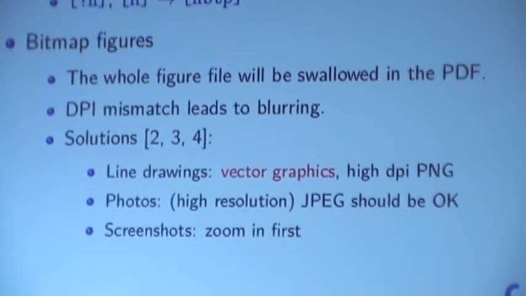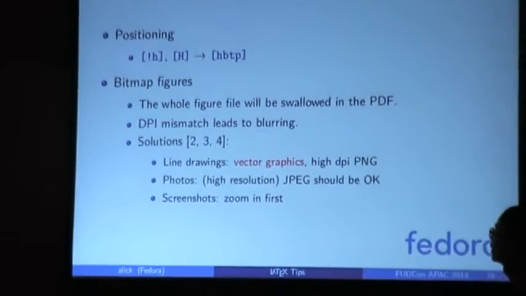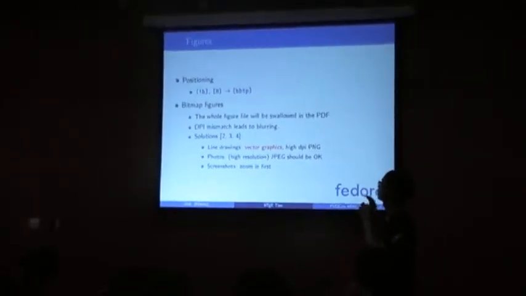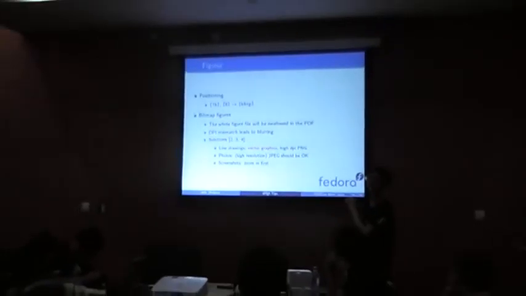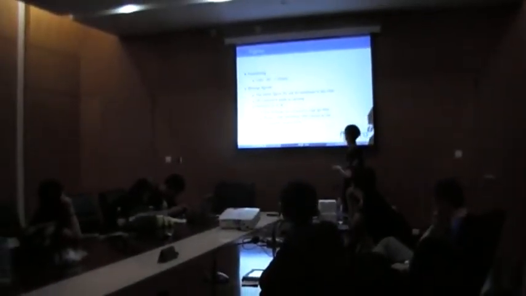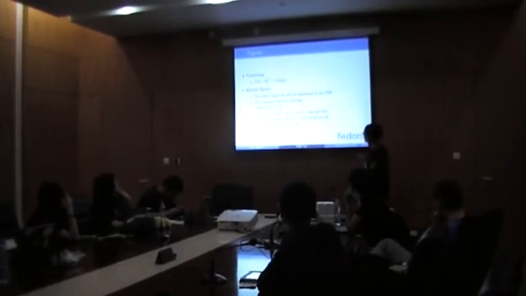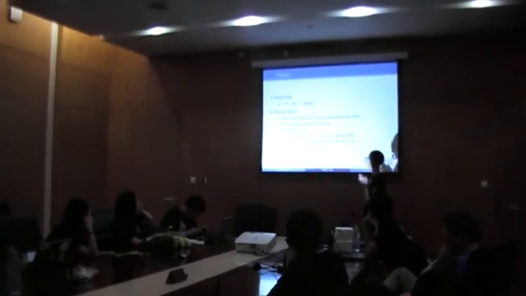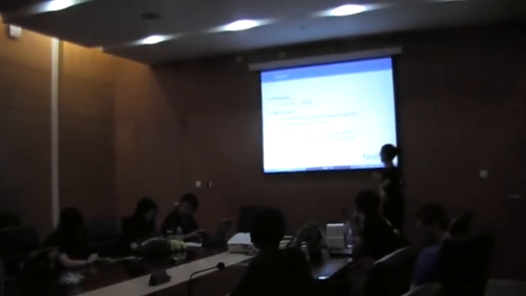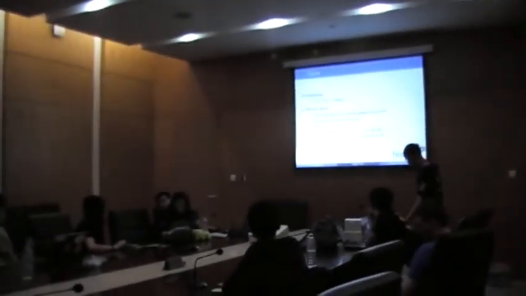You should be aware that the whole figure file will be swallowed in the output PDF. And for bitmap figures, a DPI mismatch can lead to blurring in the output file. The solution is to use vector graphics as much as possible, but for digital photos, they can actually be okay. And if you need to capture some screenshots, you might need to do it first.